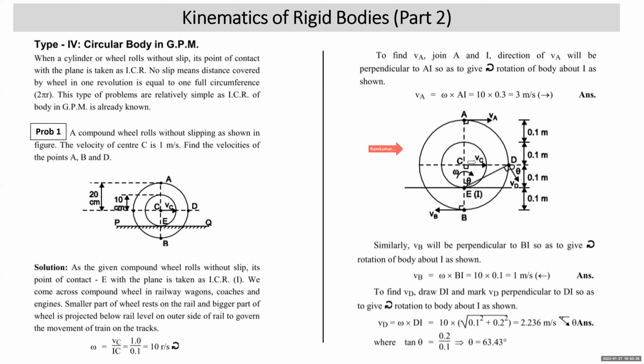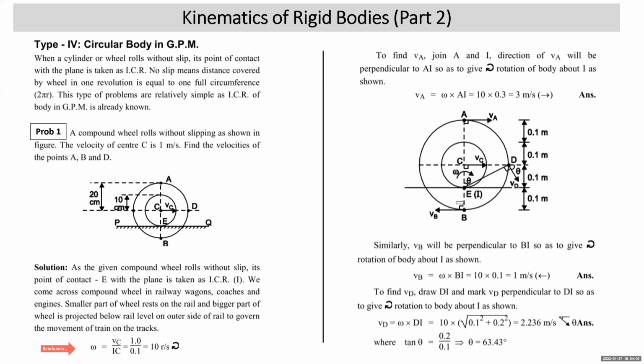Velocity of point C is given as 1 meter per second. So omega, the angular velocity of this wheel, is VC upon CI. VC is given as 1, distance CI is 0.1. So omega is 10 radian per second clockwise. Now you want to find the velocity of point A. Point A should be joined with ICR. Velocity of A will be perpendicular to AI in such a way that it gives clockwise rotation. Since omega is clockwise, VA perpendicular to AI towards right is correct. VA is equal to omega into AI. Omega is 10, AI length is 0.3. So that is 3 meter per second towards right.